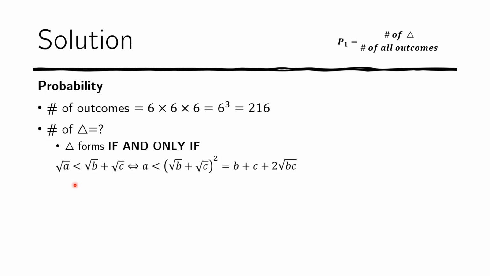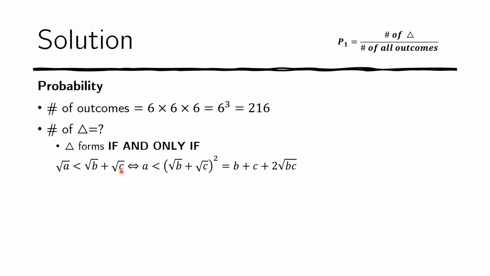And in the problem, that means that if we have the sides square root of a, square root of b, and square root of c, and if square root of a is the largest among the three, then the square root of a must be less than the sum of square root of b and square root of c. So this is the triangle inequality. So a triangle forms if and only if this is satisfied. And just to make it easier for us to work with, let's work with a form of this without the square root, or at least with fewer square root symbols.